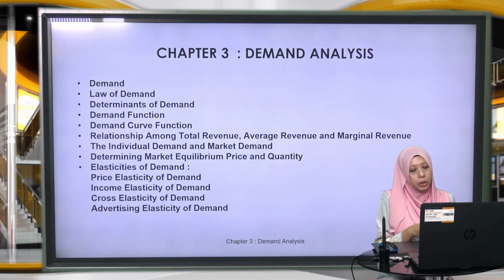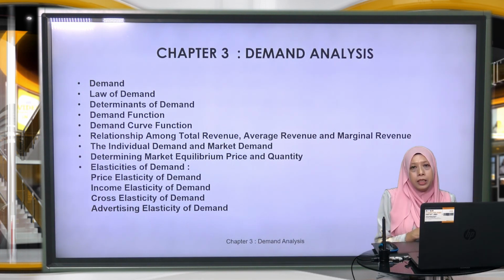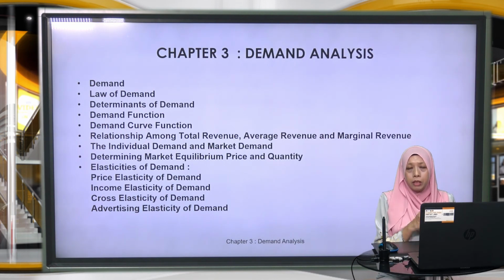I want you to look through all these concepts again, because this is the basis for the market structure chapters. So it's very important for you to know about demand. Try some of the questions on demand and how you derive the respective demand curve functions, total revenue function, and also profit function. You also need to know how we can optimize these functions to solve problems in an organization.